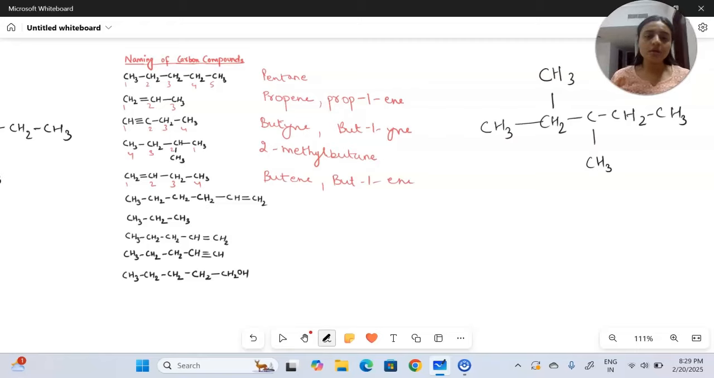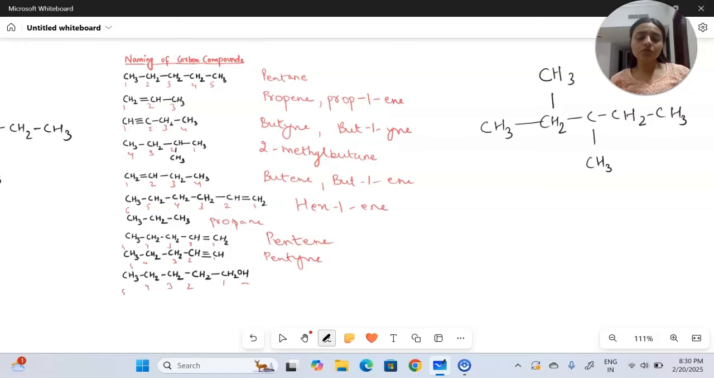Now the next one, 1, 2, 3, 4, 5 and 6. So you can give it like this, hexene. An alcohol group is there, 1, 2, 3, 4, 5. So you can give it the name pentanol, or like this you can give. Either way is correct. Okay.